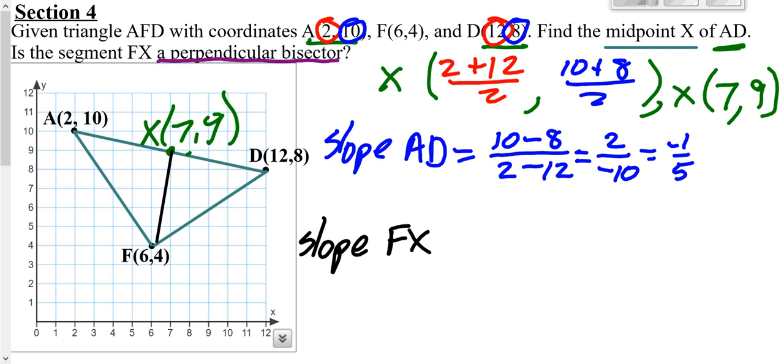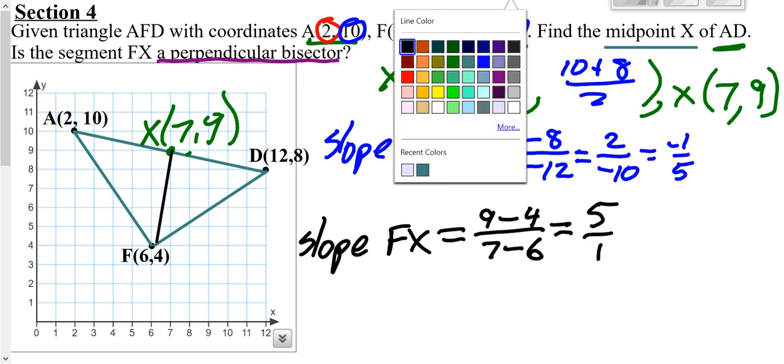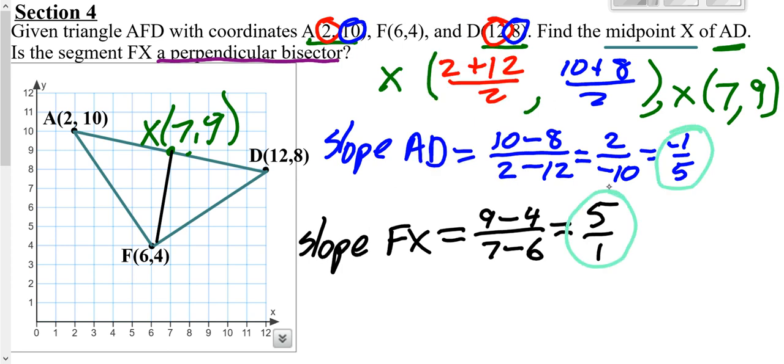Now we can do the same type of thing for our two points for F and X. So we can subtract the y of X minus the y of F over the x coordinate of the X point minus the x coordinate of F. On top we get 5, on the bottom we get 1. So since our two slopes, which are these two right here, are opposite reciprocals, we know they are perpendicular.